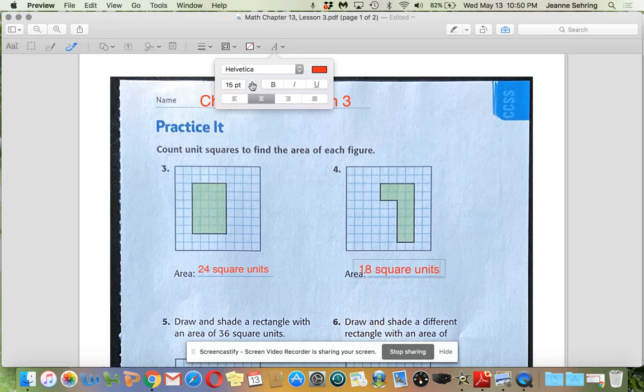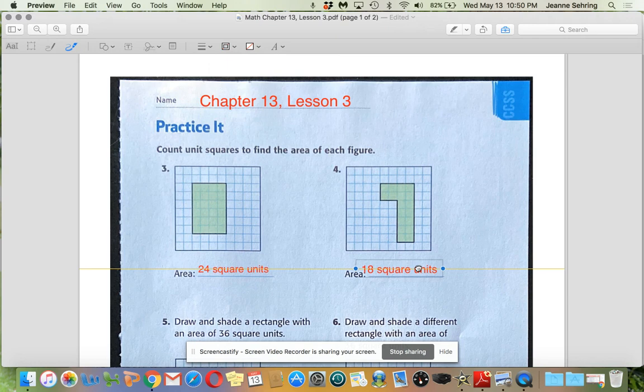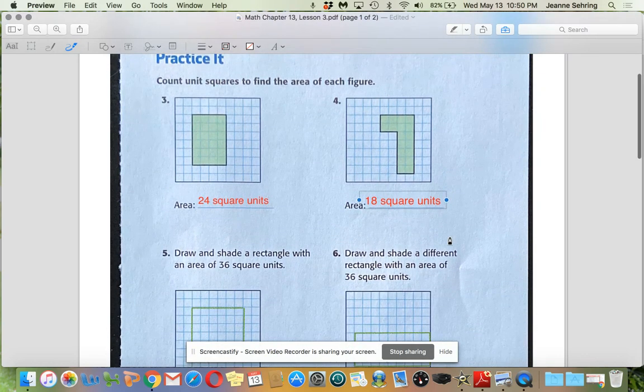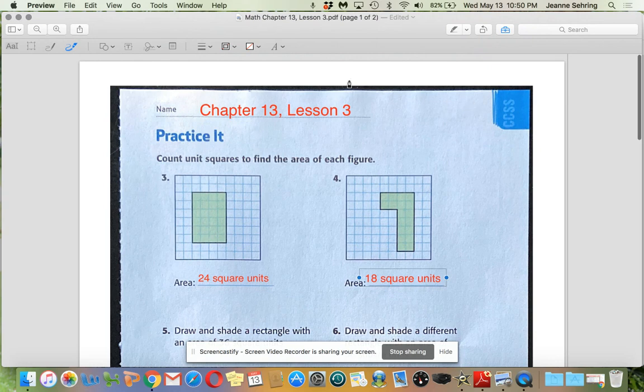So what I want you to do when you're answering these problems on your workbook pages is take a little pencil and make a dot in each square, to make sure that you count every one, you don't miss any, and you don't count one twice. So if you just do dot, dot, dot, dot, as you count along, you'll make sure you don't miss anything.